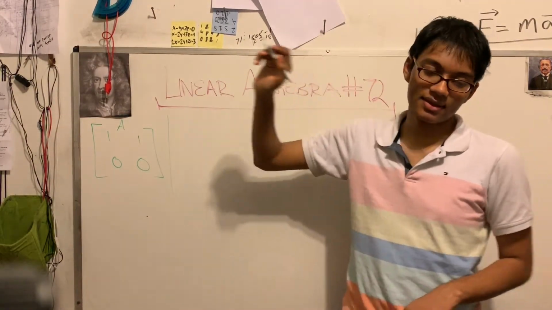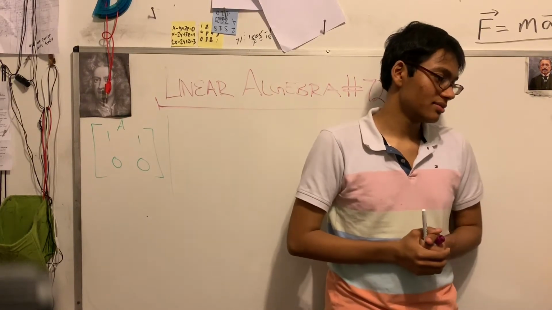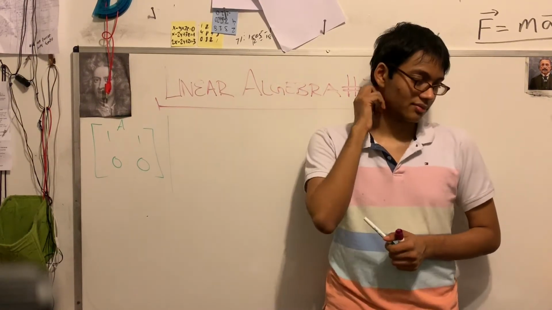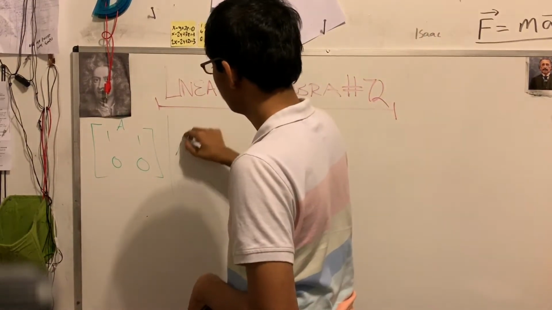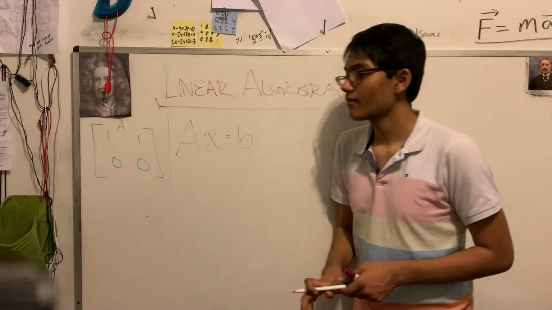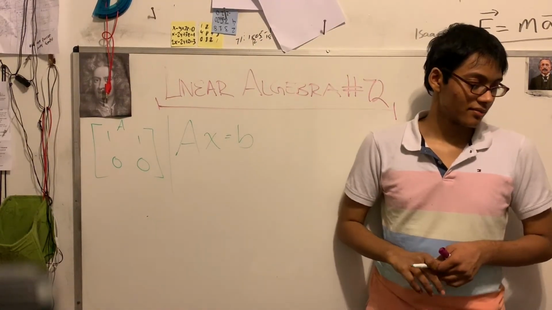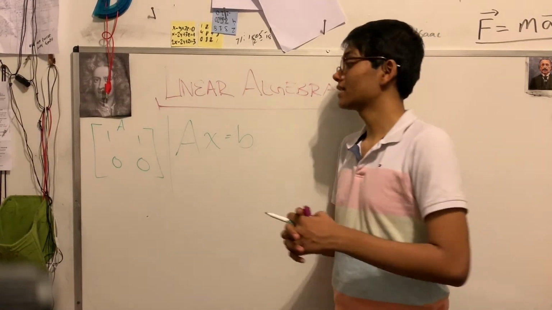What is the most important equation in linear algebra? Ax equals b. Okay, Ax equals b. But how do you know Ax equals b has a solution?